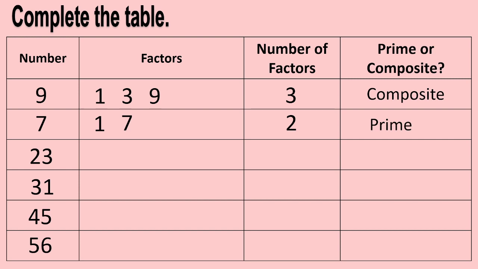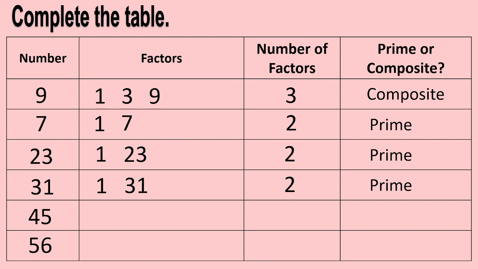Next, 23. Factors of 23 are 1 and 23. The number of factors, 2. Prime or composite? Prime. Next, 31. The factors of 31, 1 and 31. Number of factors, we have 2. Prime or composite? Answer is prime.